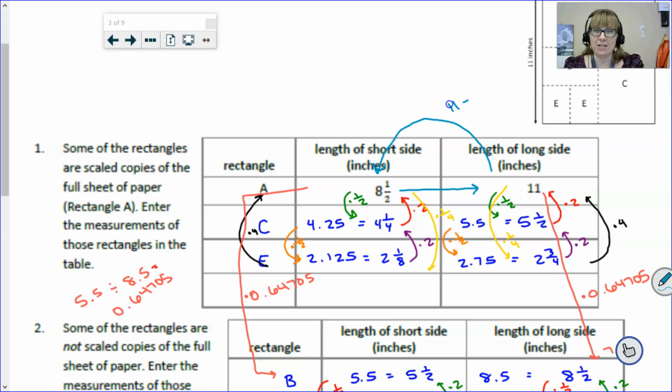So 11 divided by 8.5. Plug that into your calculator. And yes, you do get a very big, long, ugly decimal. That would be 1.294. And yes, there are many more decimal places, but let's just stop there. I want you to see that that same relationship happens everywhere else in the table.